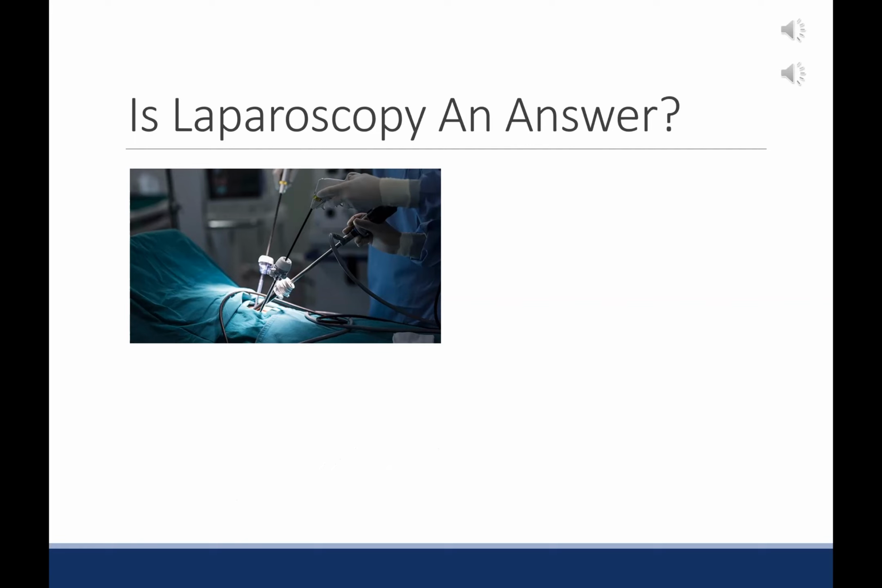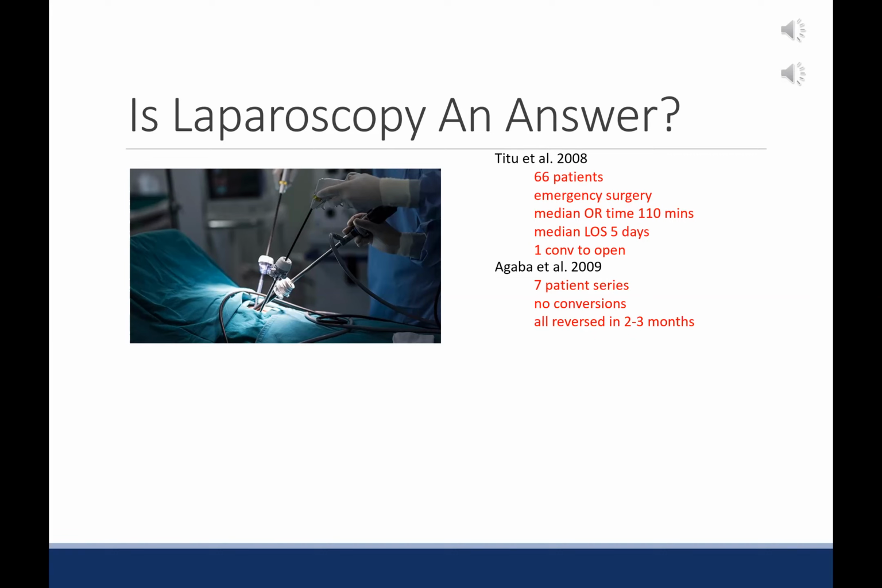These initial studies are proof of concept and feasibility without harm. The first study had 66 patients undergoing emergency surgery for perforated diverticulitis. They had a median OR time of 110 minutes and a median length of stay of 5 days, with only one conversion to open. Agraba et al. published their case series of 7 patients with no conversions, and they were all reversed in 2 to 3 months.